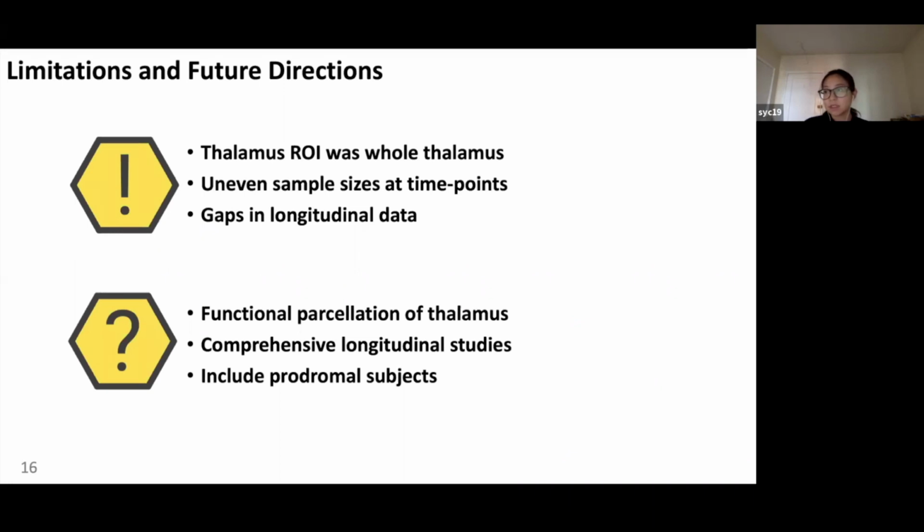So for future studies, it will be interesting to see if similar results will be obtained with a functional parcellation of the thalamus. It will also, of course, be more ideal to have comprehensive longitudinal studies with even sample sizes and even gaps in time between participants. And finally, given that thalamic connectivity has also been shown to be abnormal in clinical high-risk populations, it would be interesting to recruit subjects at the prodromal stage and then follow them through the early stage of psychosis.